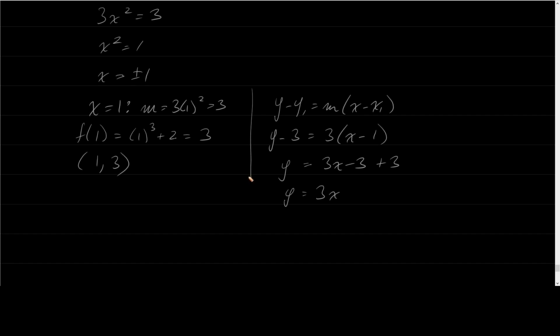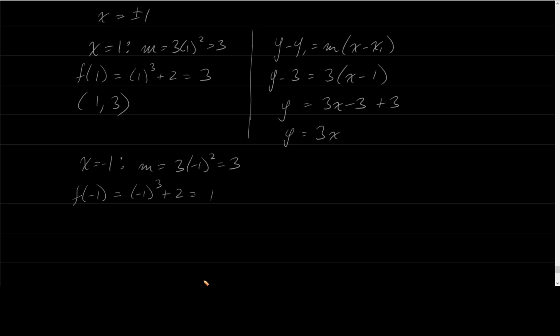Now, when x equals negative 1, what do we get? We get that our slope is 3 times negative 1 squared, which is just 3. My function, f of negative 1, is going to be negative 1 cubed plus 2. Negative 1 cubed is negative 1, and negative 1 plus 2 is positive 1. So this gives me the point (negative 1, 1).